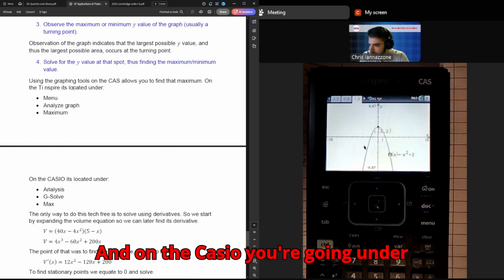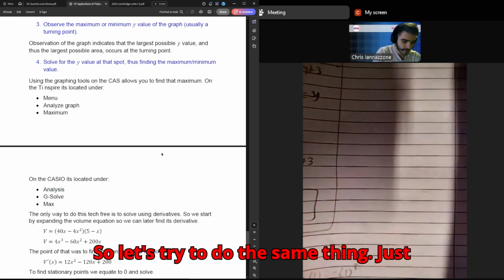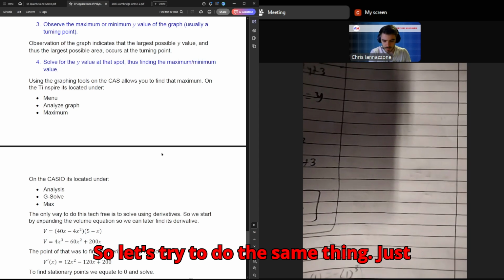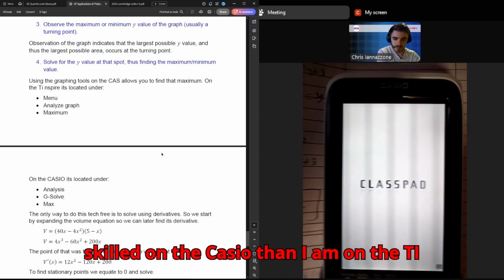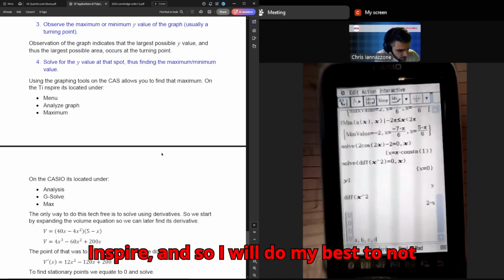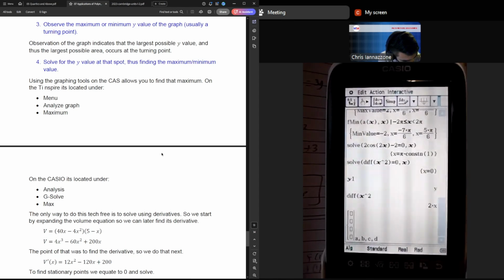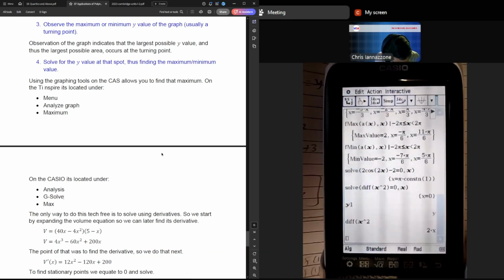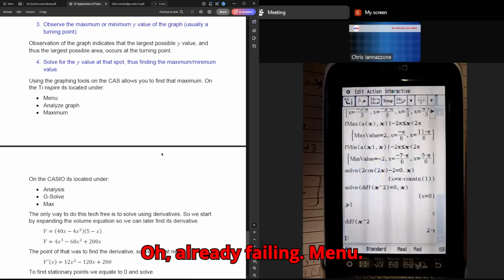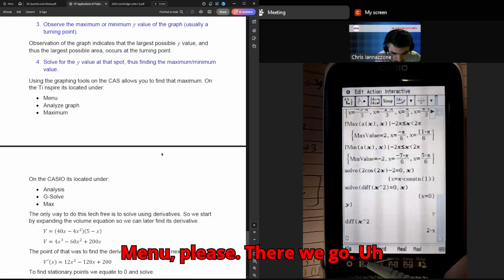And on the Casio, you're going under Analysis, Gsolve, and Max. So let's try to do the same thing. Just keep in mind that I am a little bit less skilled on the Casio than I am on the TI Inspire, and so I will do my best to not suck. Okay, cool. Let's go back. Oh, already failing. Menu, please. There we go.